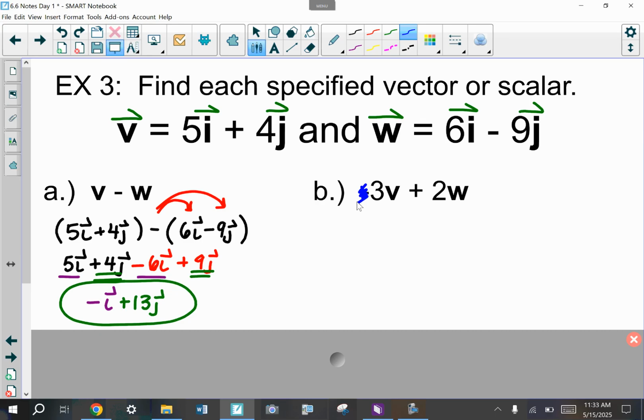Yeah, so we're just multiplying it by 3. It's 3 times as long. Does that make sense? If it's negative 3, doesn't that mean I'm making it 3 times as long and flipping it the other way? That's all we're doing. So we're just going to do the math. Negative 3 times 5i plus 4j plus 2 times vector w, 6i minus 9j. So take a moment to do that math. See what we come up with.